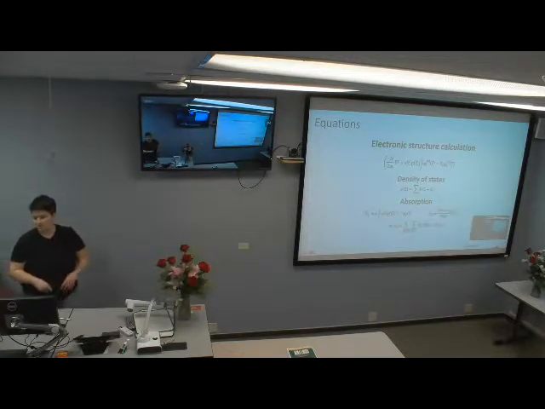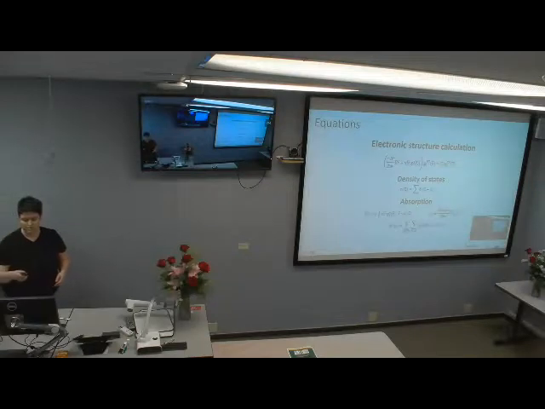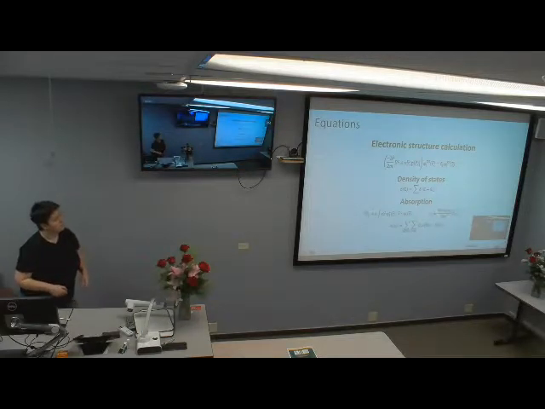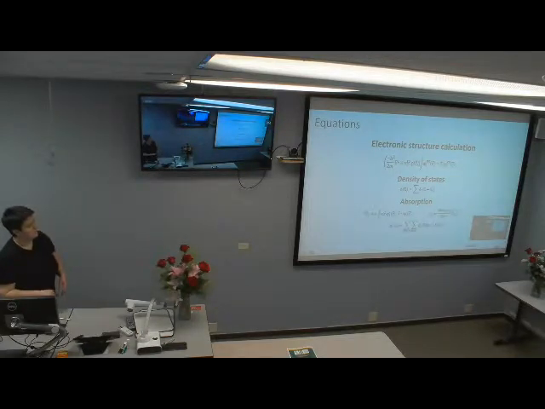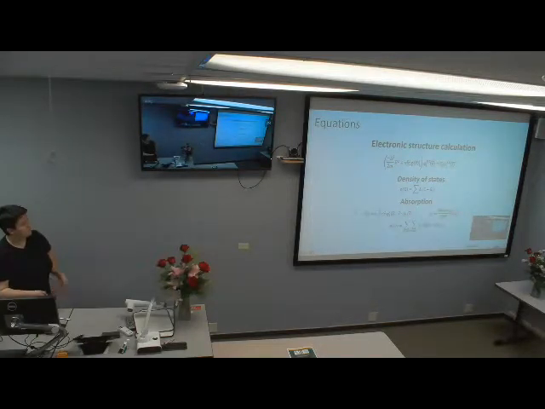For the equations, as was discussed earlier for the electronic structure, we have our Hamiltonian and we're looking with our Kohn-Sham orbitals. For the density of states, it is the summation per state, and then our absorption is looking at the oscillator strengths of our different transitions.